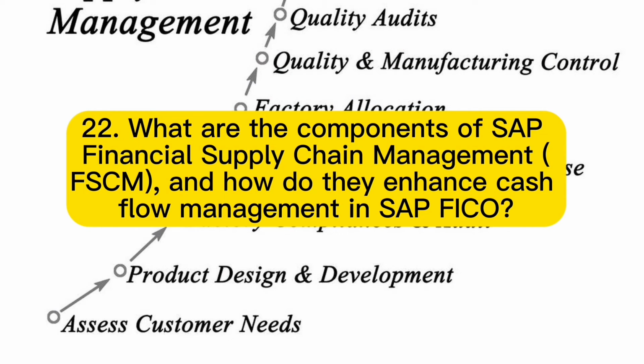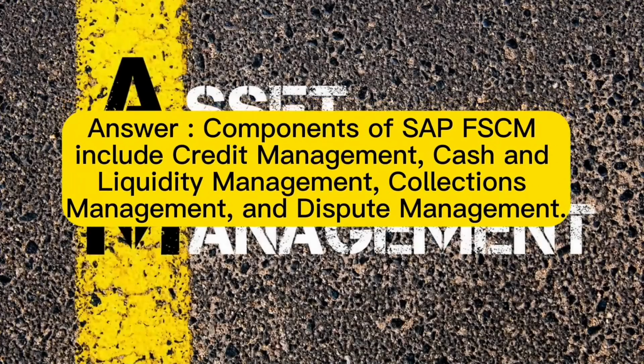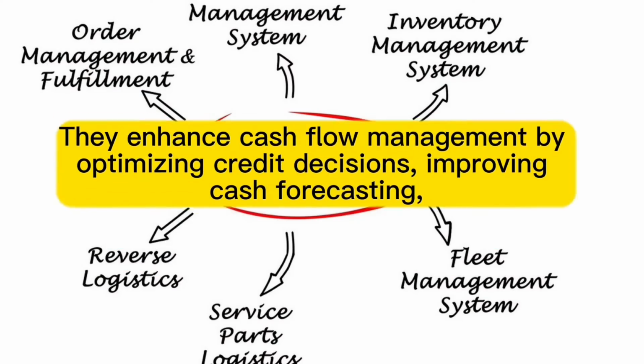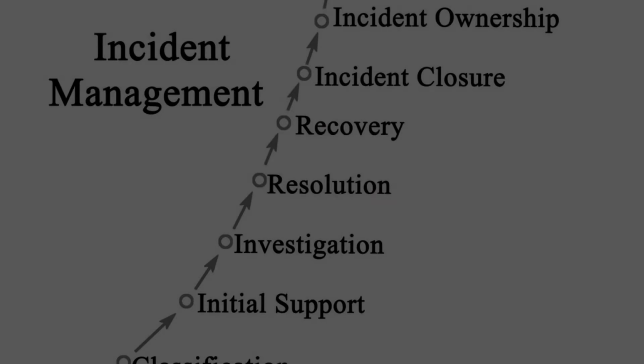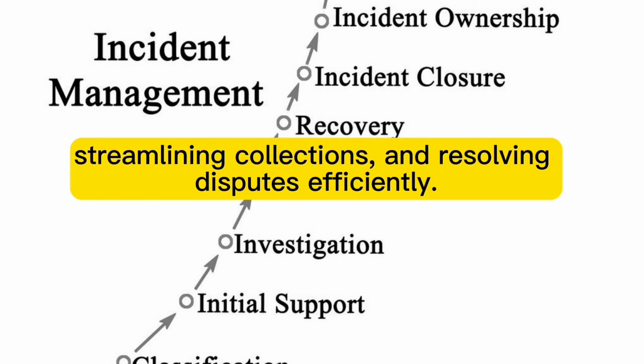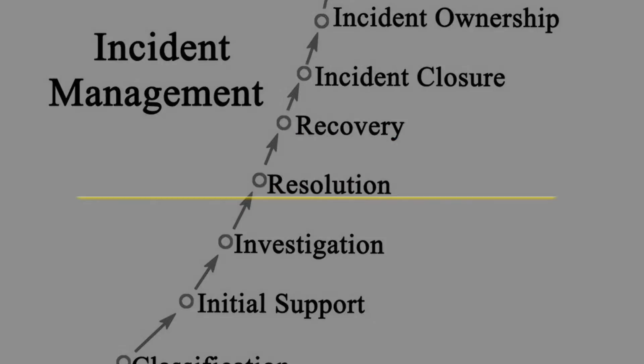22. What are the components of SAP Financial Supply Chain Management, FSCM, and how do they enhance cash flow management in SAP FICO? Answer. Components of SAP FSCM include credit management, cash and liquidity management, collections management, and dispute management. They enhance cash flow management by optimizing credit decisions, improving cash forecasting, streamlining collections, and resolving disputes efficiently.